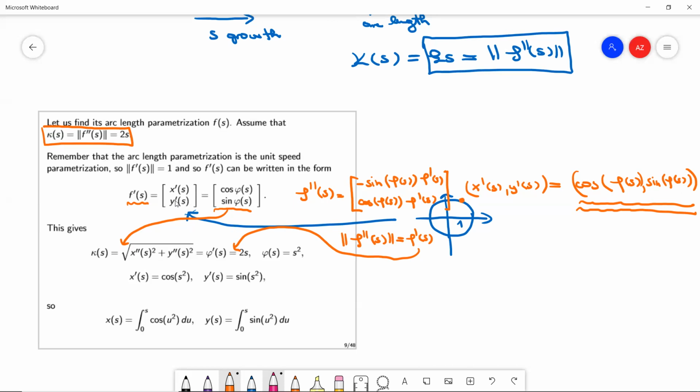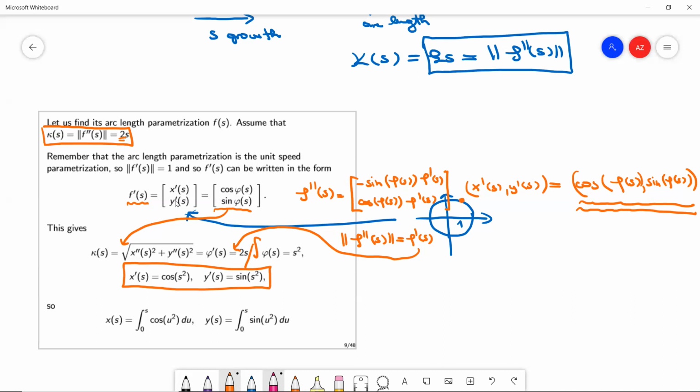And what remains is then to figure out what this phi is. We just integrate this equation, integrate both sides, and what we get is that phi of s is s squared. That's also the reason why we took 2 here. If we didn't take 2 here, then we would get some constant times s squared over something. So what we figure out is that the f derivative is this: the first coordinate function is cosine s squared, and the second coordinate function is sine s squared.